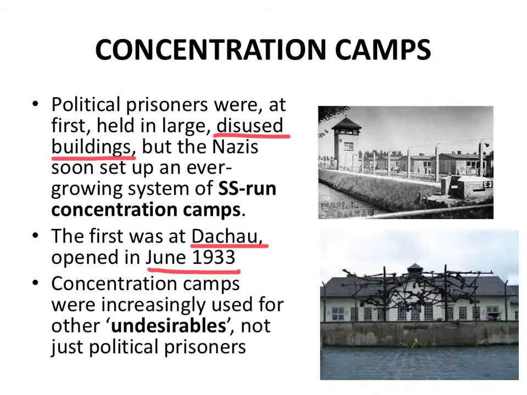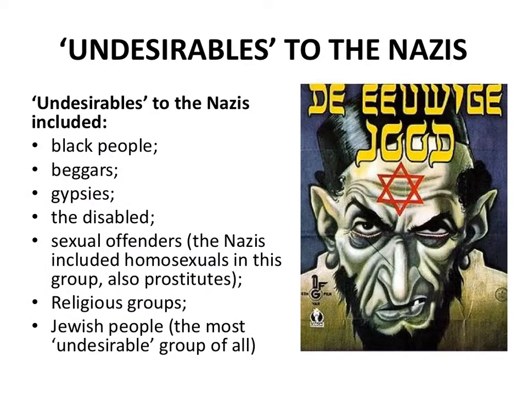Now, who went to concentration camps in the early years? Political prisoners. Okay, as time went on, more and more people were sent to concentration camps, what we call the undesirables. Who were the undesirables? Well, the undesirables were people who the Nazis felt were weakening the nation in various ways. So, for example, beggars were undesirables. Why? Because they were not contributing to the strength of the nation. They were not working.